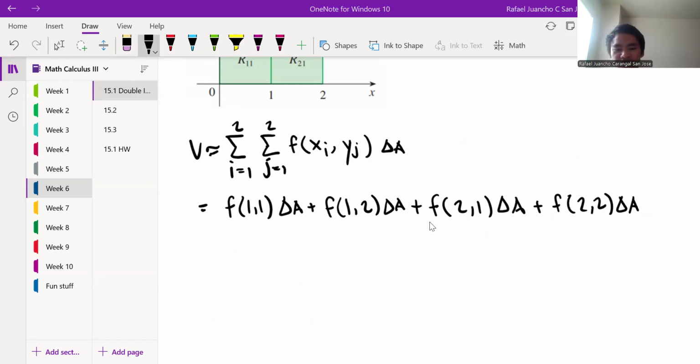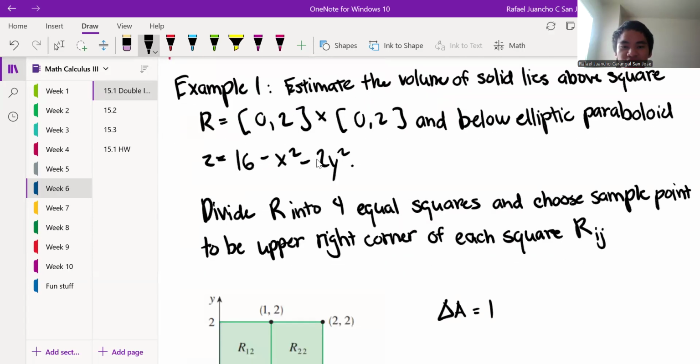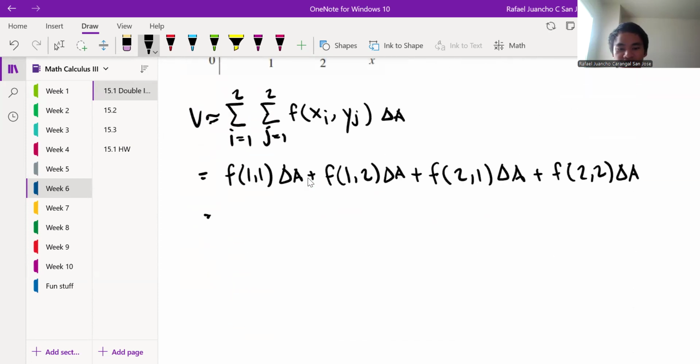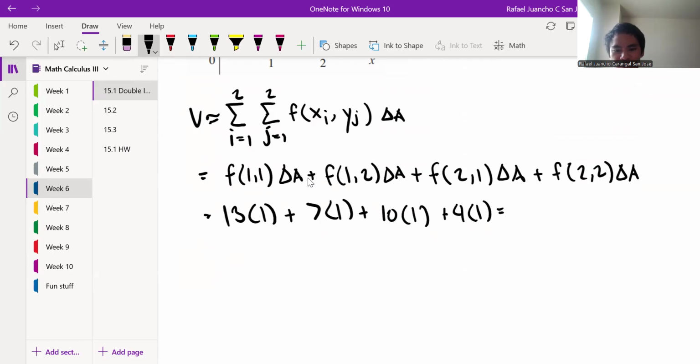Now I can factor out my delta A. Or I can just plug in the numbers I need. So F11, well, I solved for that, right? So F11 is something. F12 is something. I'm just going to go for it, but everything is 13 times 1, since my delta A is 1. 7 times 1. This one is 10 times 1. This one is 4 times 1. And all of that is equal to 34. And that's the volume of the approximating rectangular boxes in figure 8.